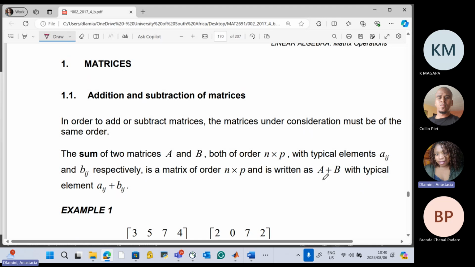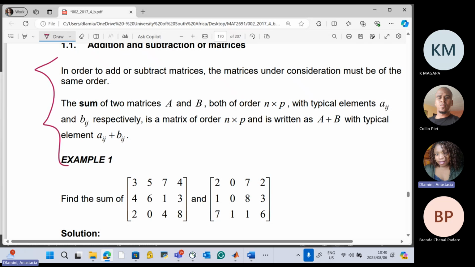Are we all together there? Yes, ma'am. So this is the whole statement basically of what I said. A and B has to be the same order. Now, example 1 says, find the sum of these two. Obviously, when they say find the sum, they want you to add; find the difference, they want you to subtract. Before you actually find the sum, let's see the order of these matrices. The first matrix has 3 rows and 4 columns, so it is a 3 by 4 matrix. This one is also a 3 by 4 matrix.